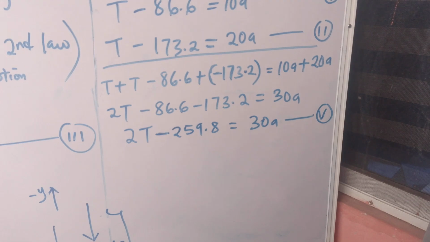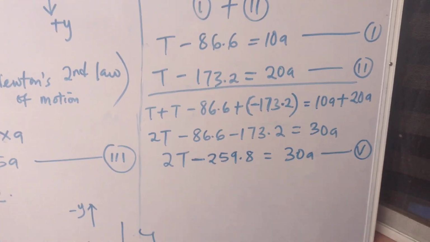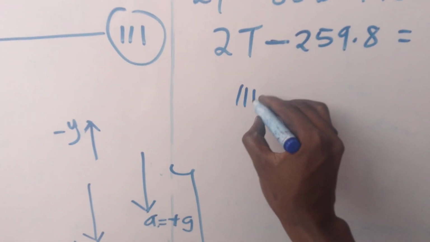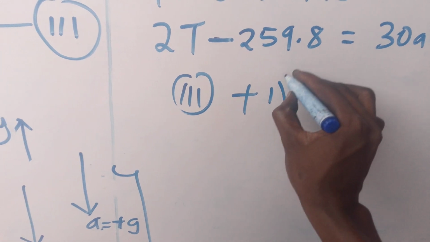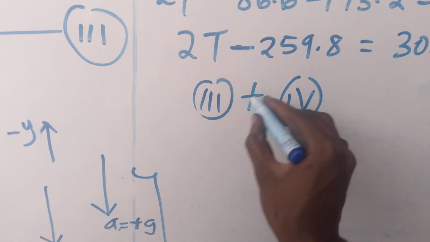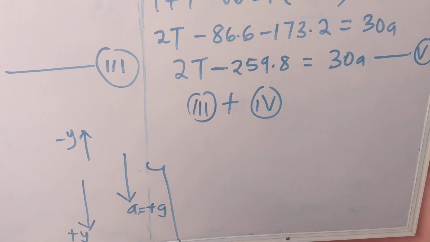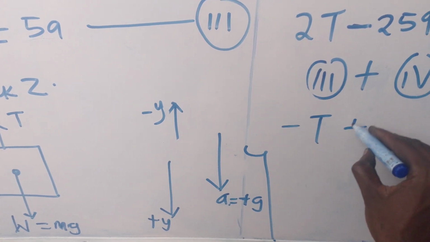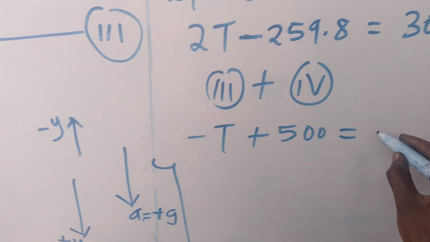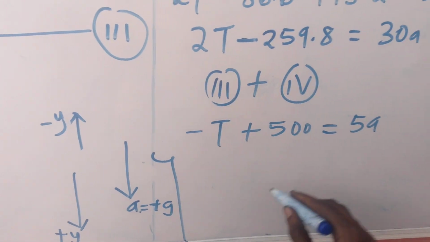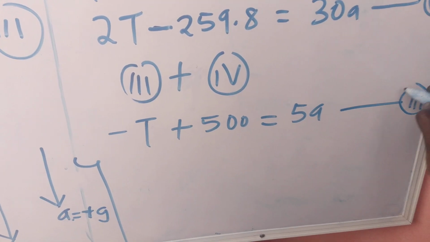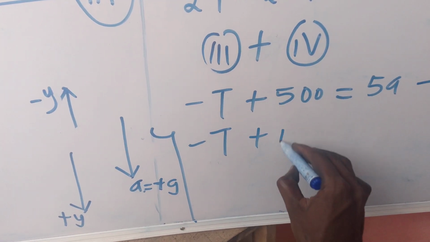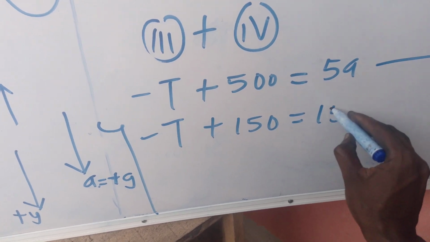Right, so now the next thing I'll do is tackle equation 3 and equation 4. I'll say equation 3 plus equation 4. I'll write equation 3 out. Equation 3 is minus T plus 500 equals 5a. And equation 4, I'll write equation 4 out. Equation 4 is minus T plus 150 equals 15a.